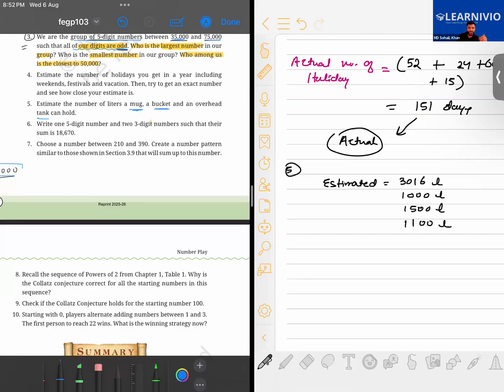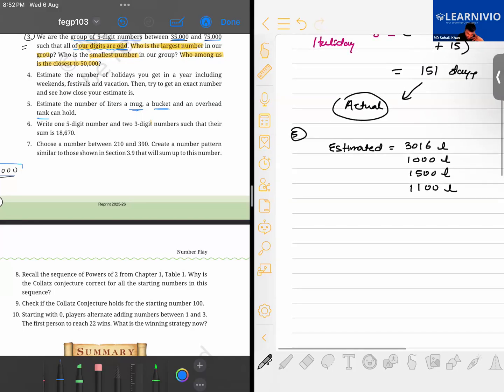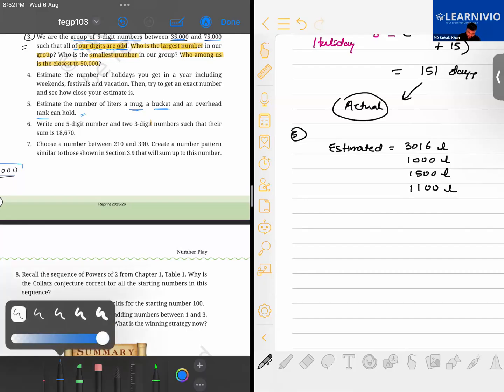Now we will calculate the actual number. By the way, here it has not been asked of us to calculate the actual number, but still, let's try to understand which one is the closest estimate. If you were to estimate for the mug, 1 liter. Good. A bucket, around 15 liters, let's say 20 liters, or 15 liters.